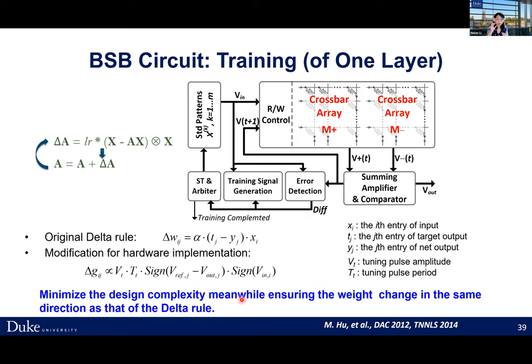But, you know, this is a hardware implementation, so each iteration is much, much faster than at the algorithm level. So eventually it shows it is still able to train the network quickly.